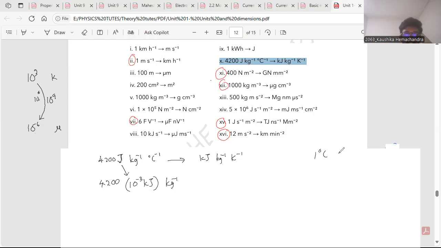1 degree Celsius is equal to like a change, right? A change of 1 degree Celsius is 1 Kelvin. The temperature of 1 Celsius is not 1 Kelvin, okay? But if temperature increases by 1 Kelvin, the increase in Celsius is also 1 Celsius.